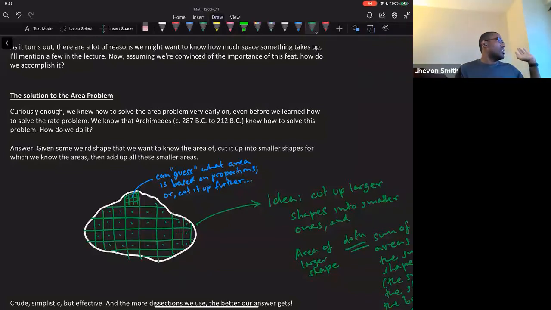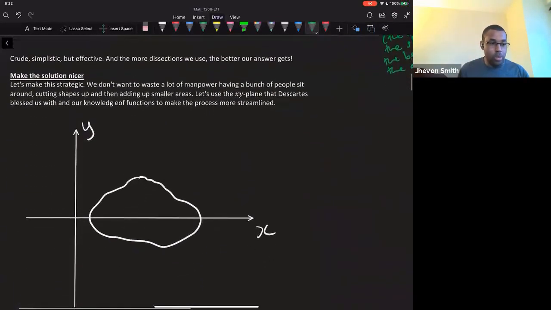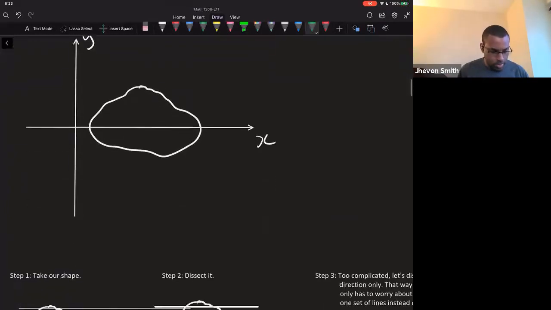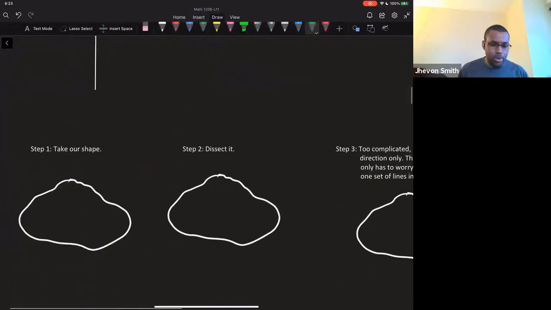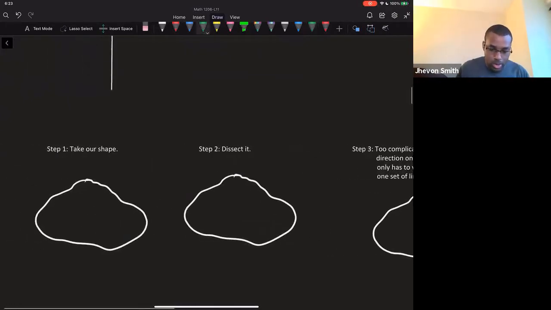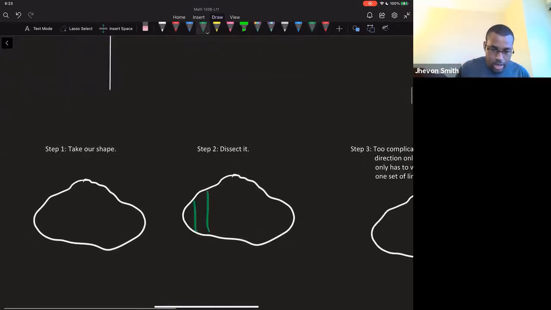We can talk about functions and things of that sort. So the idea is we can make this more sophisticated by using this other machinery that we have in mathematics. So we can take this guy and throw him on the XY plane. And then we can start to study it a little bit further, right? So we're going to take our shape, which is this guy that we care about, and we're going to dissect it. So let's just figure out how to cut this guy up.